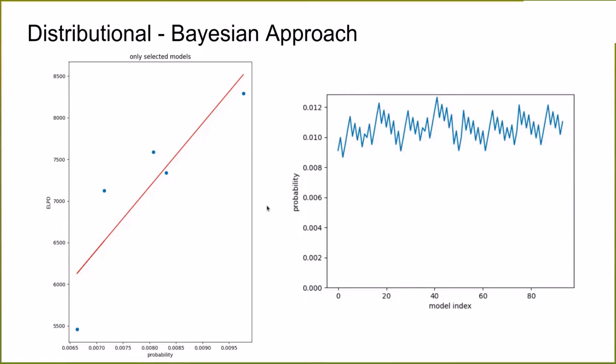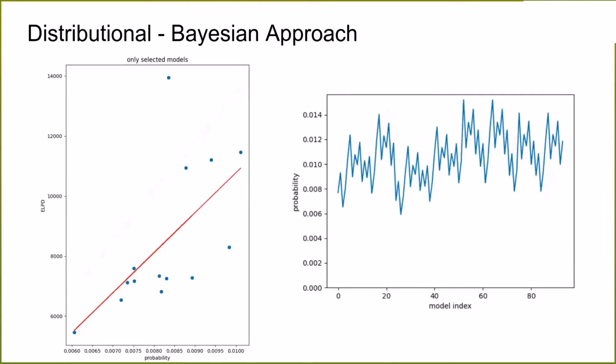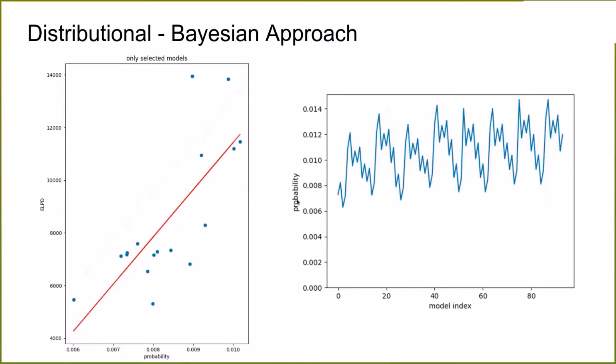And then we just repeat this process for more models. So this is 10 models, 15, 20. And then we come up with this really funky discrete probability distribution. This is discrete because the models are, well, discrete.